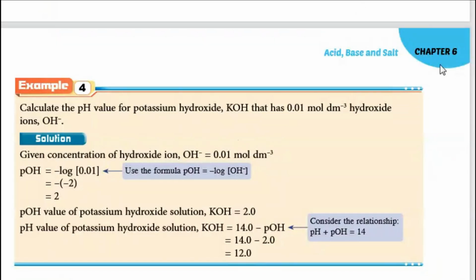Now, example 4. Calculate the pH value of potassium hydroxide that has 0.01 molar hydroxide ions. Now, as you can see, they ask you to calculate the pH value, but what they give you is the molarity. So what you have to do now is, potassium hydroxide is alkaline, right? So when you fit in the concentration, you get the concentration of hydroxide ions. So that's going to be the value of pOH. So we calculate the pOH. Upon getting the pOH, then we use the formula pH plus pOH is equivalent to 14. You manipulate that. So for pH, it's going to be 14 minus the pOH. So your pH value of this solution is going to be 12.